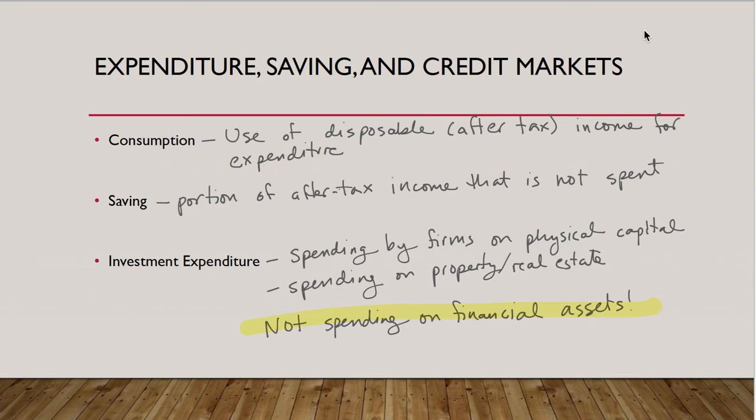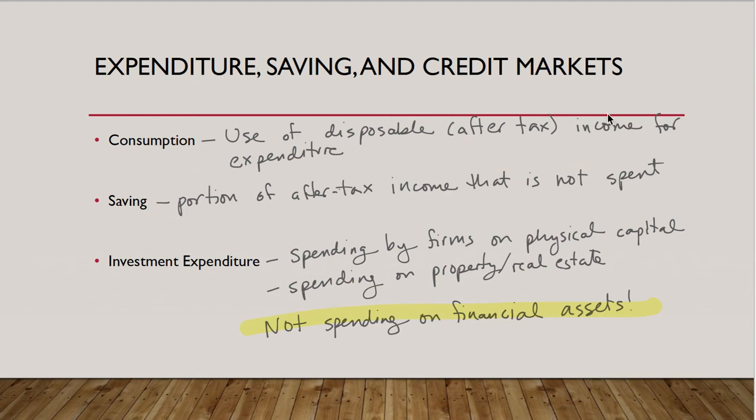Expenditure, savings, and credit markets. Money is important because it enables expenditure, but when we think about credit markets, we are also going to think about saving and how credit markets provide a venue for saving. Think about consumption. We assume that people use disposable or after-tax income for expenditure. Savings is the portion of after-tax income that any given individual or household does not spend.